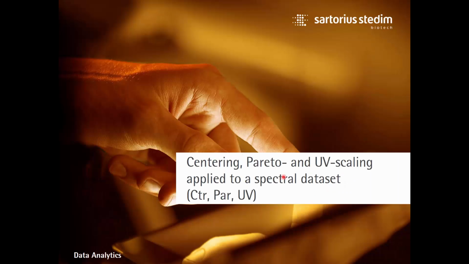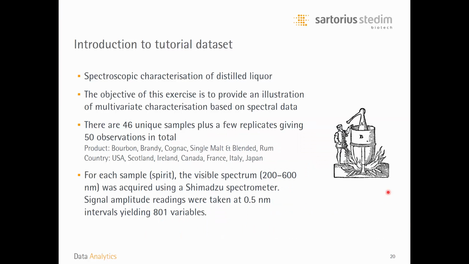The second example is a spectral example. And we are going to compare centering, Pareto scaling, and UV scaling and see what effect it has. So this is another tutorial data set. It deals with the spectroscopic characterization of strong liquors. And we have this data set. It's called distilled liquors in our compilation of tutorial examples, so you may have come across it.